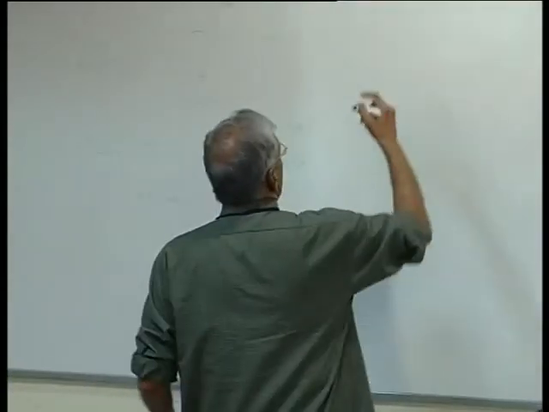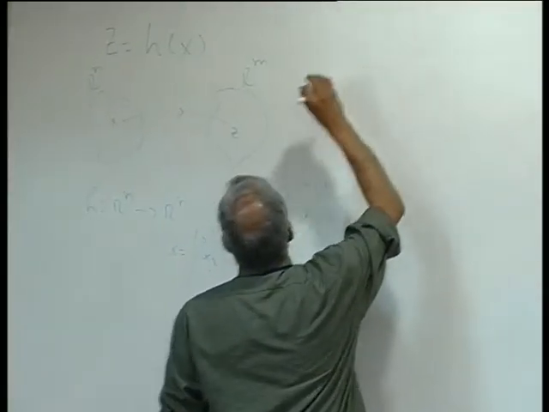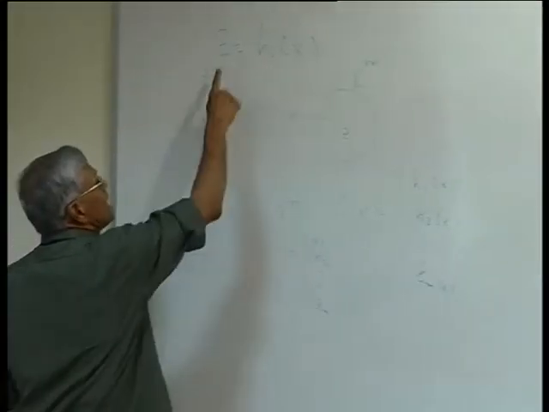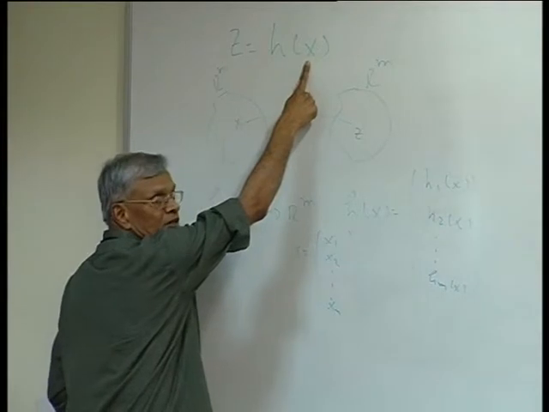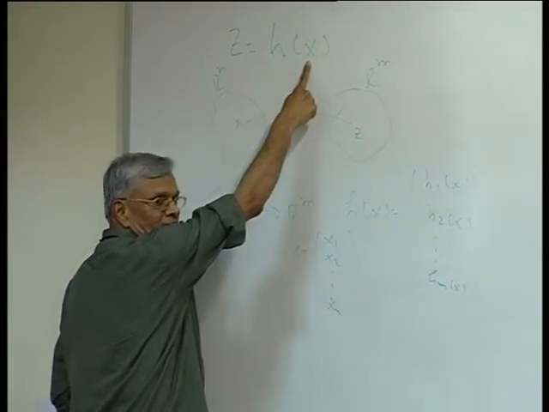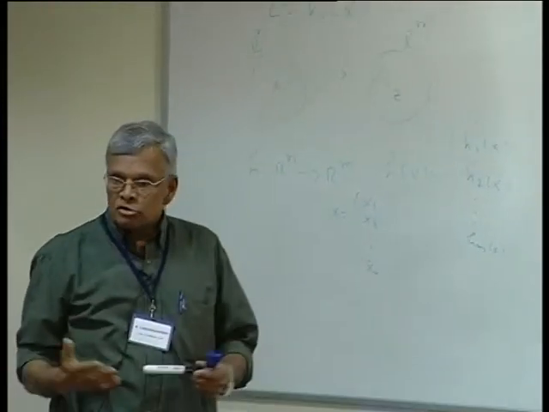Okay, so what is our idea? Let me state the problem now. Given z and the functional form of h, find an optimal estimate of x such that the error in the estimate is minimal.